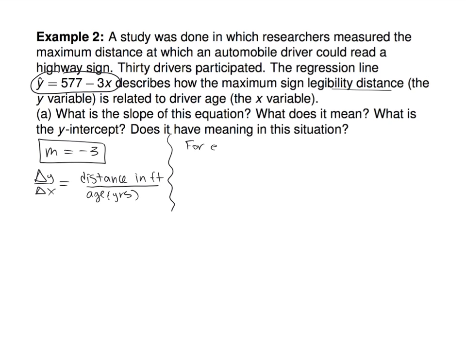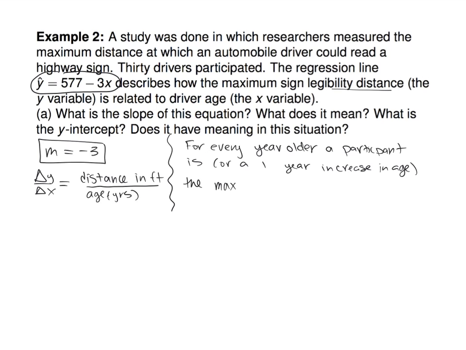Okay, so for every year older a participant is, or for a 1 year increase in age, what happens to the max distance? The max sign legibility distance decreases 3 feet, on average. I should always add that, on average. Some people might have better eyes and their distance does not decrease as much. But for the average person, that's what happens.